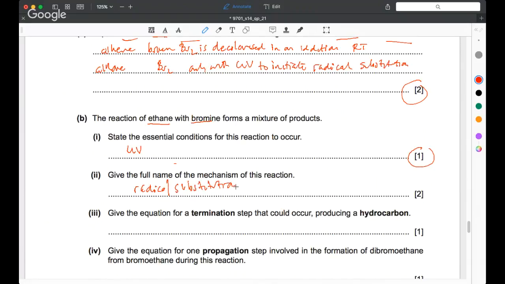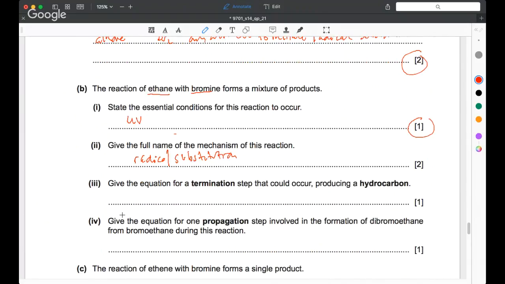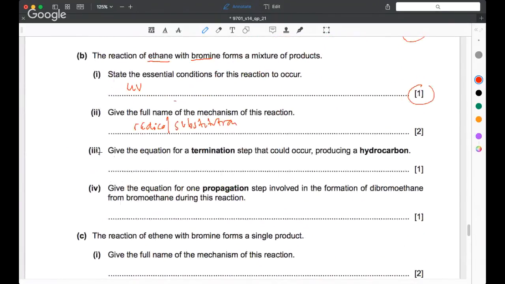So it's a radical substitution. Now, when the examiner provided comments on this, the examiner was saying that this radical substitution reaction was really badly known by lots and lots of students. So the A-star students are the ones that are getting the mechanism for this radical substitution reaction correct. So if you want to be an A-star student, this is one area where you've got to focus. You've got to learn, you've got to understand this radical substitution reaction.